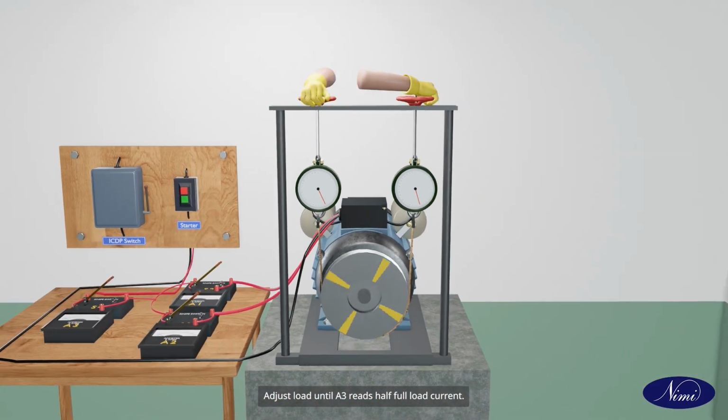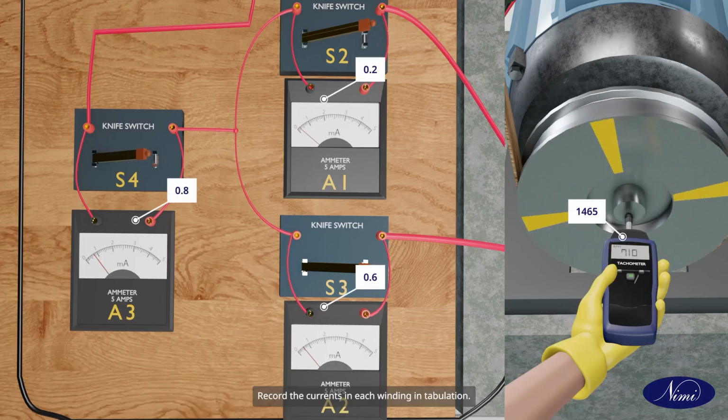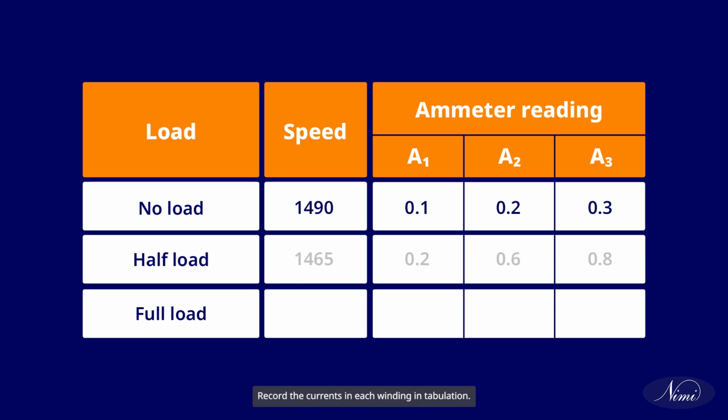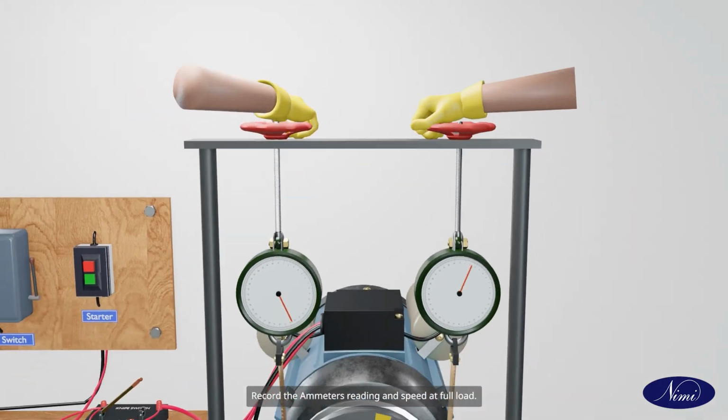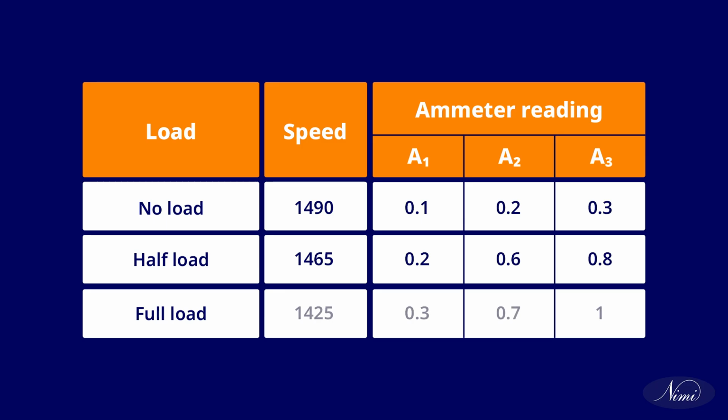Adjust load until A3 reads half full load current. Record the currents in each winding in tabulation. Record the ammeter's reading and speed at full load.